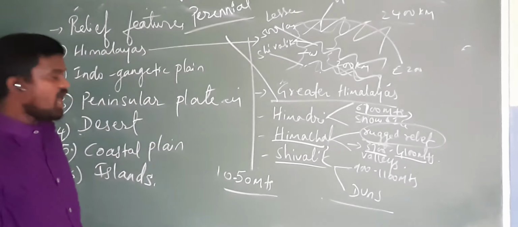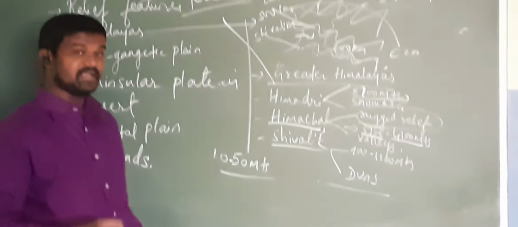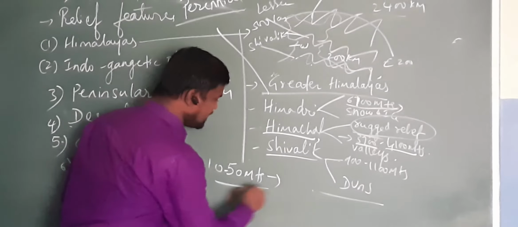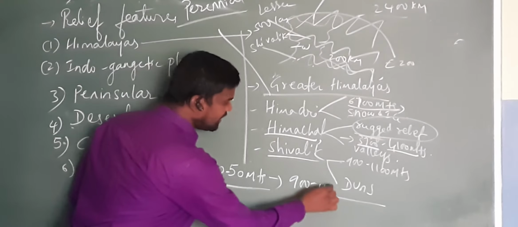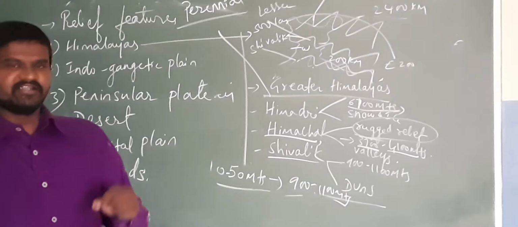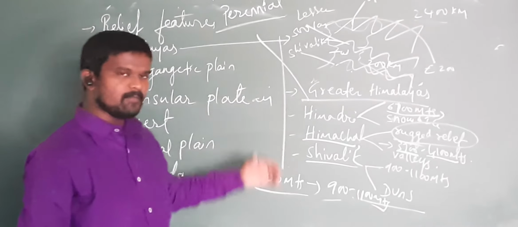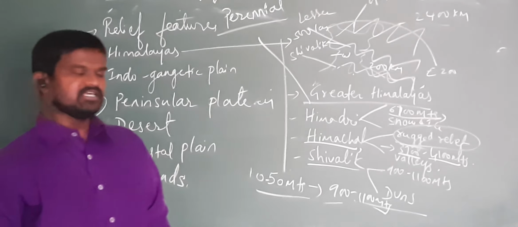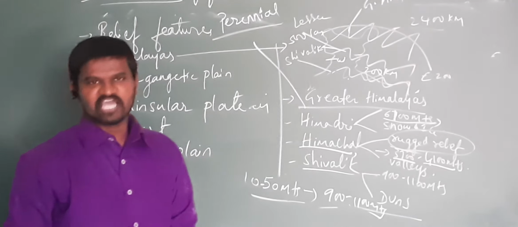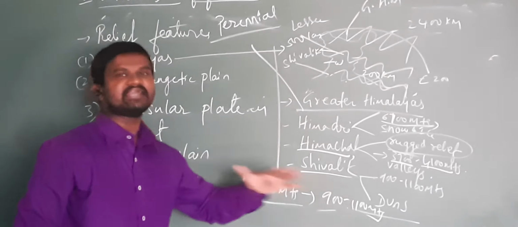There is a width across the region of Shivalik. The altitudinal variations, it means the height of the mountains and ranges, average 900 to 1100 meters. These Shivaliks are called by different names in different regions. In Jammu and Kashmir, it's called Jammu Hills. In Arunachal Pradesh, it's called Mishmi Hills. In Assam, it's called Kachar. Different regions, different names for the Shivalik ranges.